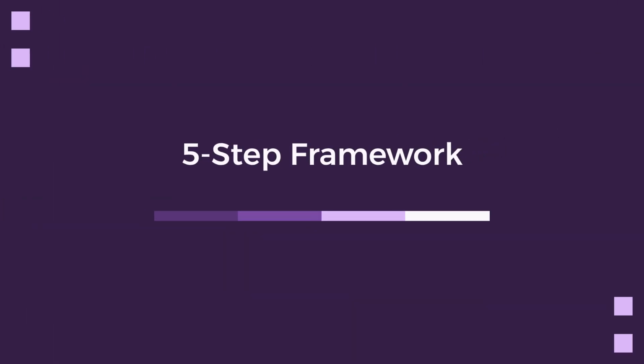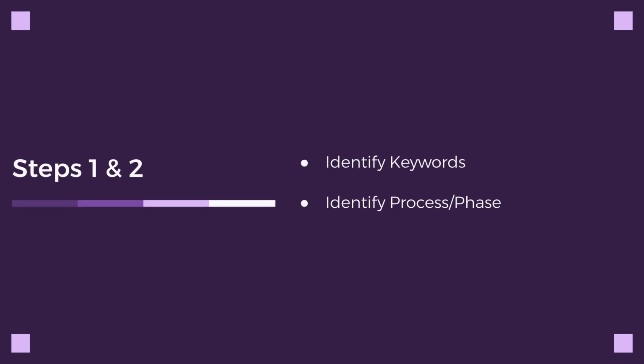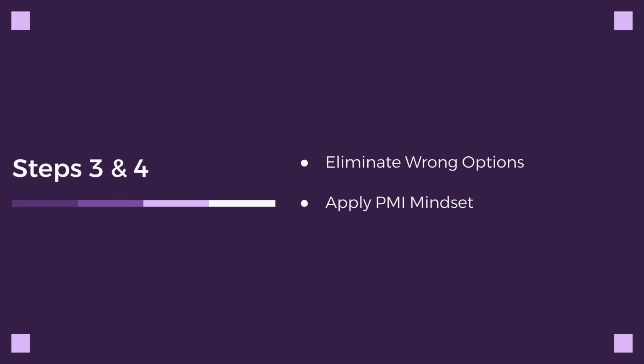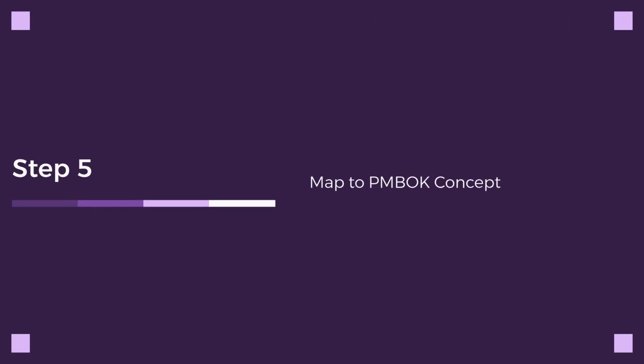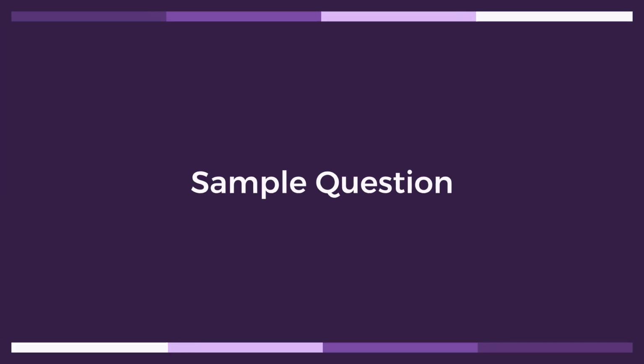In this channel, we will follow a consistent 5-step framework for every single question. The first 2 steps are to identify keywords in the question and then use them to identify the relevant process or phase in the PMBOK guide. Next, you eliminate the clearly wrong options and apply the core PMI mindset principles we just discussed to the remaining choices. The final step is to map the selected answer back to a specific PMBOK concept to ensure its validity. Let's apply this framework right now to a sample question about change management.